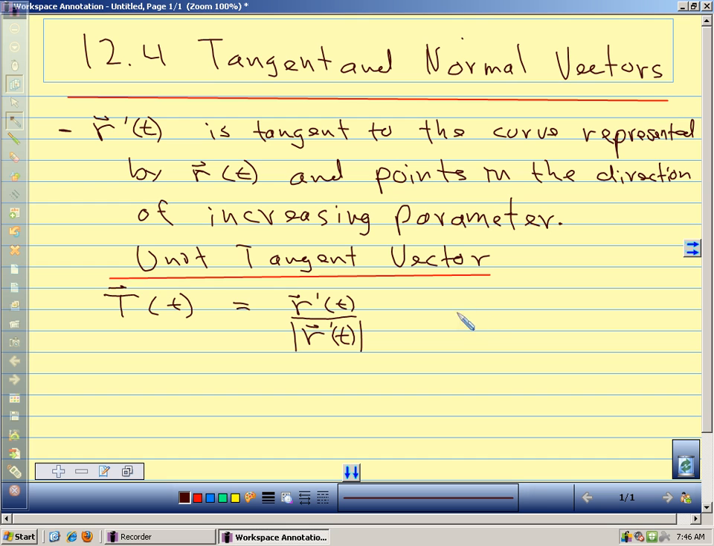And this is our definition on any interval where r prime of t is not equal to 0. Remember we said that if r prime of t is not equal to 0, that meant our curve was smooth. So we have a smooth curve on the interval where we're looking at our unit tangent vector.